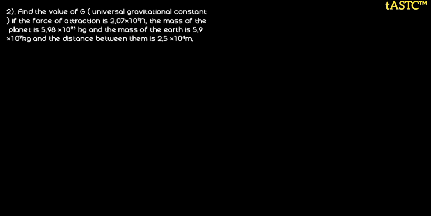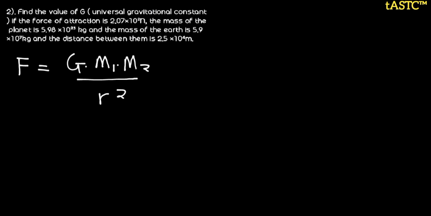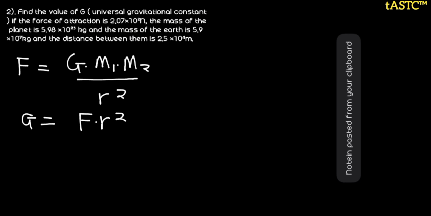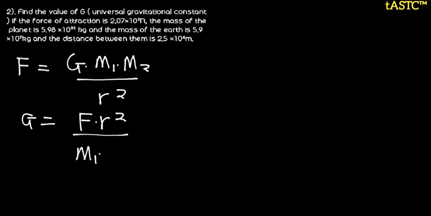So we need to know that from Newton's universal law of gravitation, the force of attraction between two bodies is equal to g, the gravitational constant, multiplied by m, which will be the first mass. I might as well write that as m1, and we're going to have m2. And this is all divided by r squared. Now r is actually the distance between the two bodies. In this case, we're required to find out what g is. So g is going to be equal to f multiplied by r squared, and this will be divided by m1 multiplied by m2.